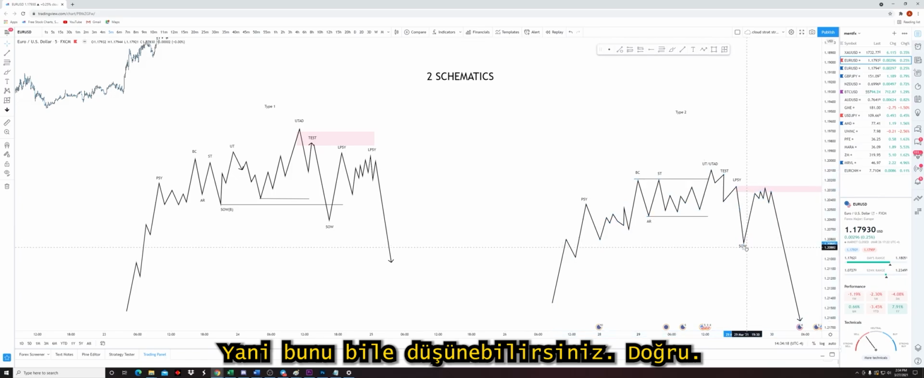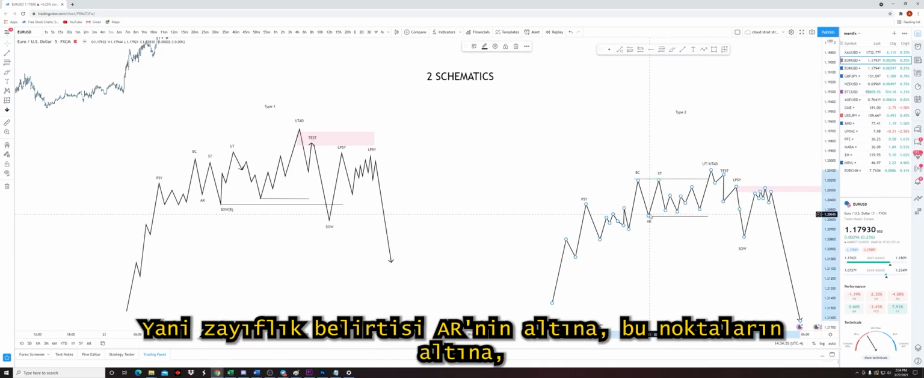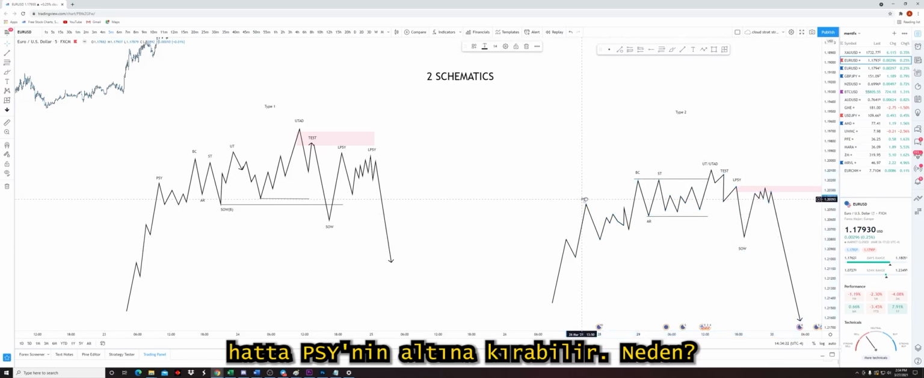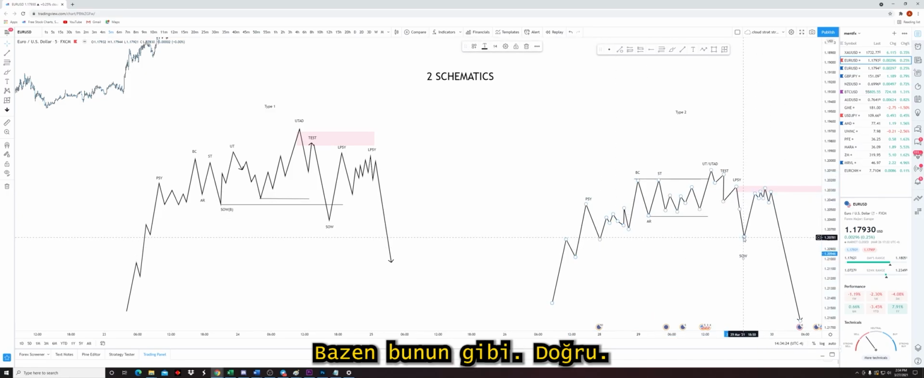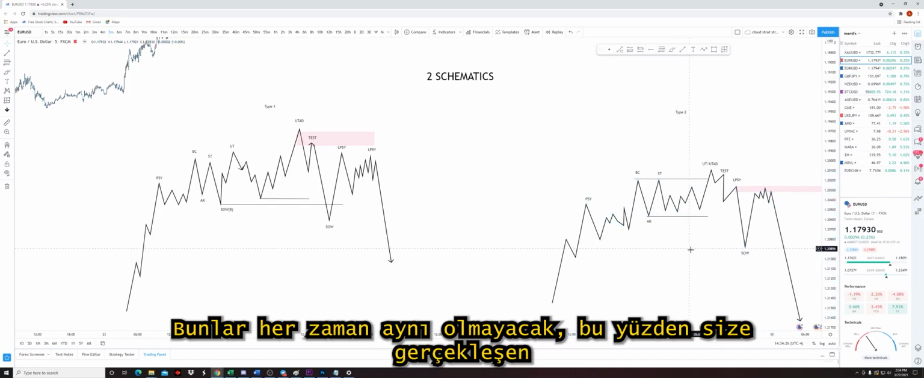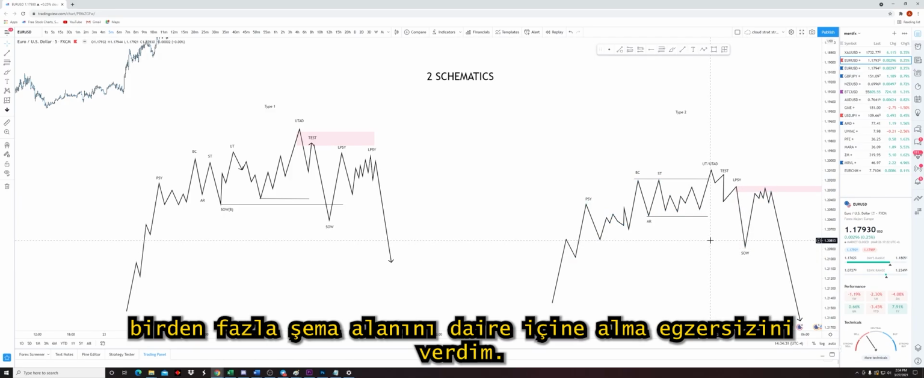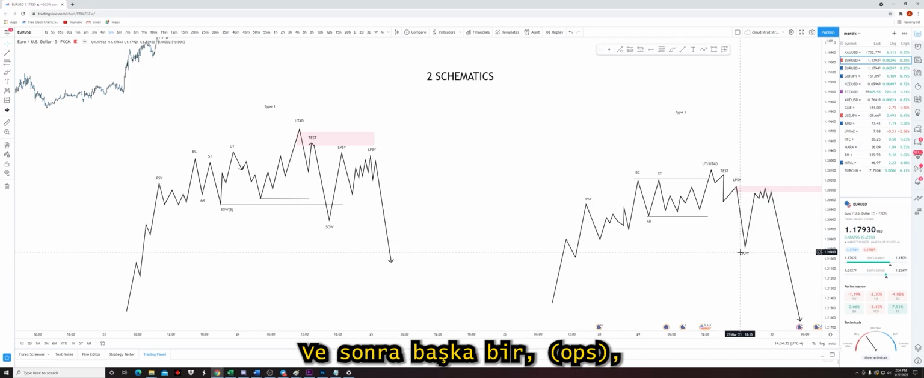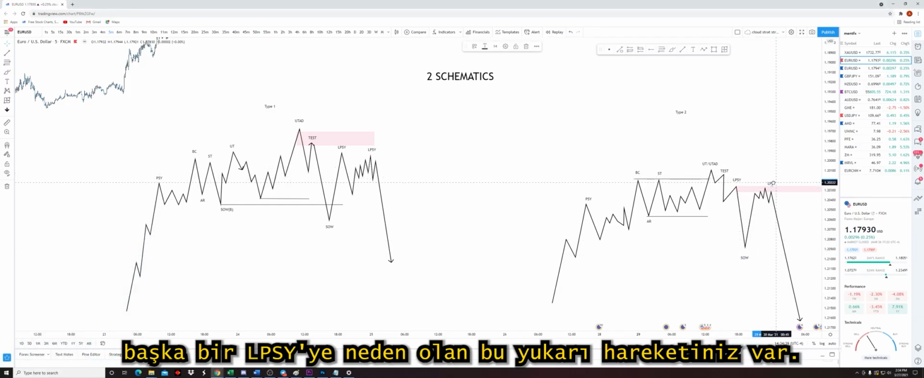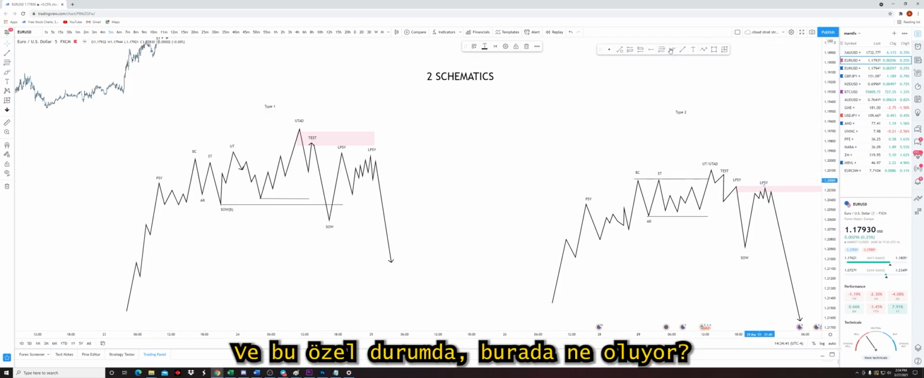So you can maybe even consider this, right? So the sign of weakness can break down below the AR, below these points, or even below the PSY. This is also quite important sometimes, just like that, right? And these are not always going to be the same, which is why I gave you the exercise of circling multiple areas of schematics that occur, okay? And then you have this move up that causes another LPSY, and in this specific case, what's happening inside of here?